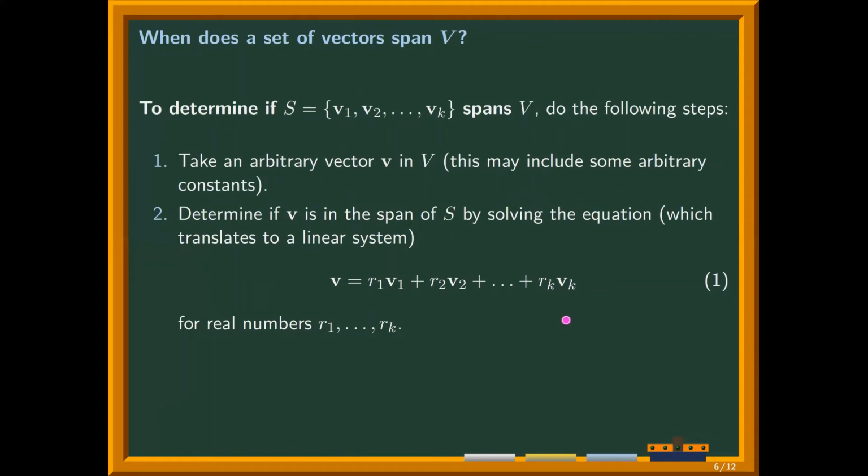So we can solve it by Gauss-Jordan. V is in the span of S if and only if V is a linear combination of elements of S, and this means if and only if this equation has a solution.